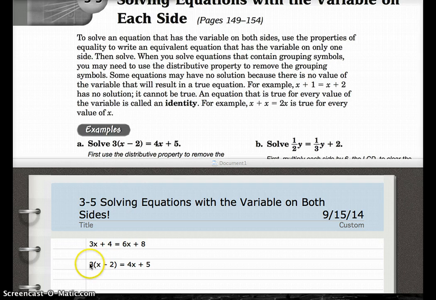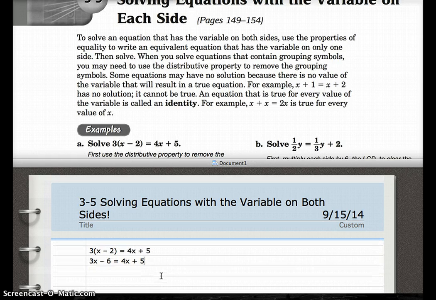So we have to deal with this 3 on the outside first. So we have to rainbow this out, as I like to say. So we'll do 3 times x, which is 3x. And then we do the 3 times the negative 2. Don't forget that's a negative 2. So that would make this a negative 6 or a minus 6. And then don't forget that equal sign. Carrying down that equal sign is one of the most common mistakes on these types of problems. So always carry down that equal sign. And then this side of the equation doesn't have any parentheses, so we can just keep it the same and we'll do 4x plus 5.